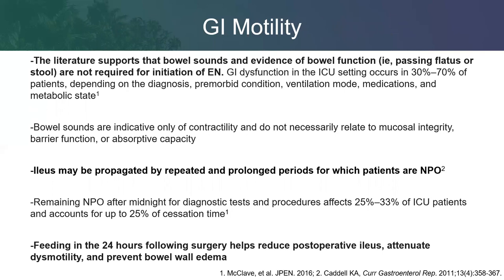So GI motility. I think this is an interesting one too, as far as the surgical world goes. We know that literature supports that bowel sounds and evidence of bowel function, for example passing gas or stool, is not required for the initiation of enteral nutrition. GI dysfunction, specifically in the ICU setting, we know occurs in up to 70% of patients, depending on their state. So many of these patients have altered GI function, and therefore relying on bowel sounds or bowel function is not the most appropriate method for looking at if we can start enteral nutrition in patients. We know bowel sounds are indicative of contractility and not necessarily related to mucosal integrity, barrier function, or absorptive capacity. Ileus can actually be propagated by these repeated and prolonged periods of being kept NPO. We know that remaining NPO after midnight for diagnostic tests is not always warranted.